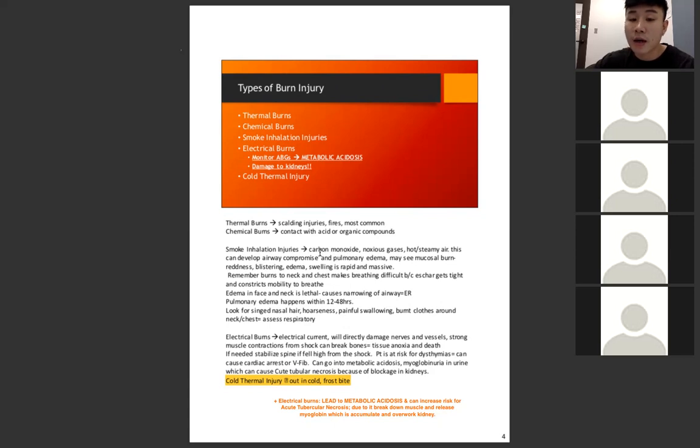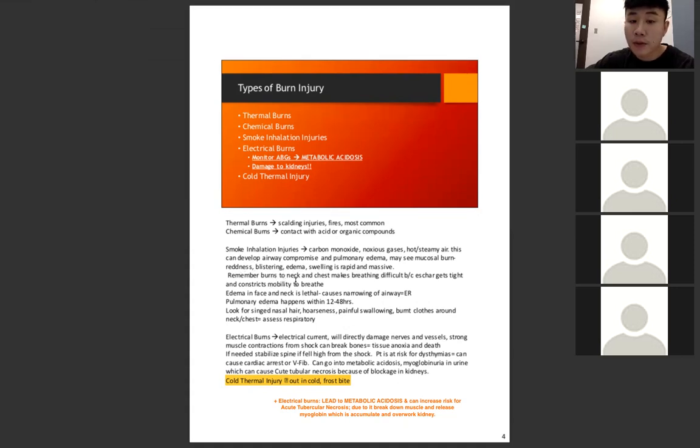It's not carbon dioxide, it's monoxide. This is usually produced whenever there is smoke during burns. Also noxious gases, hot steamy air, like when we take a bath. These can develop airway compromise and pulmonary edema. We also may see mucosal burns, which have the characteristics of redness, blistering, edema, and swelling. It is rapid and massive.